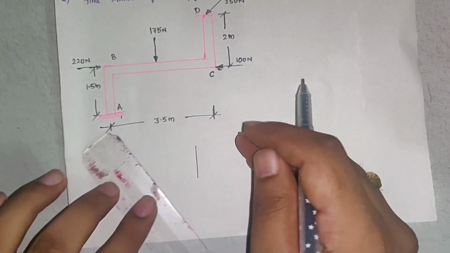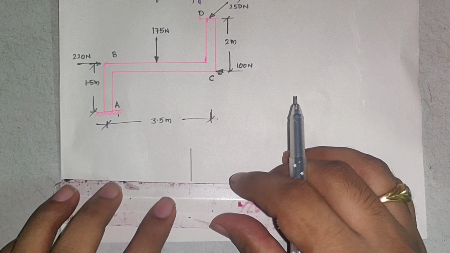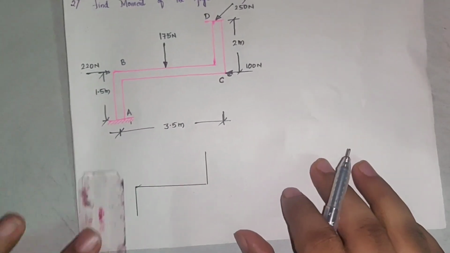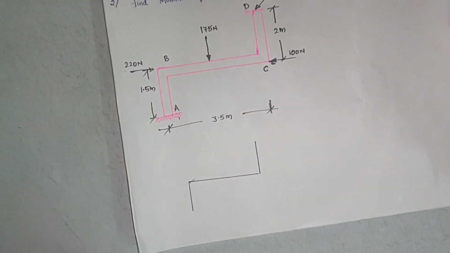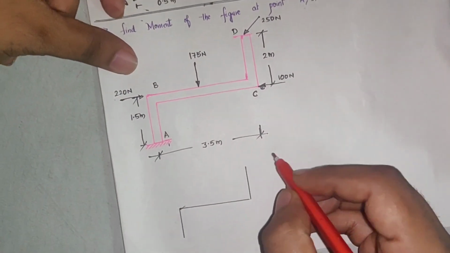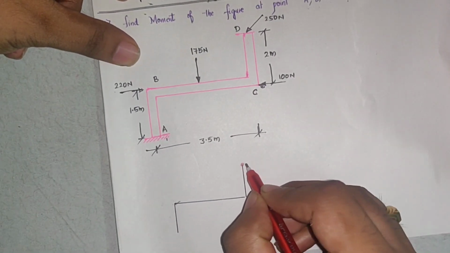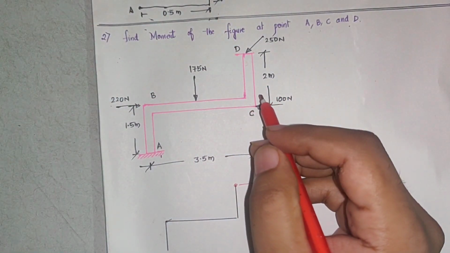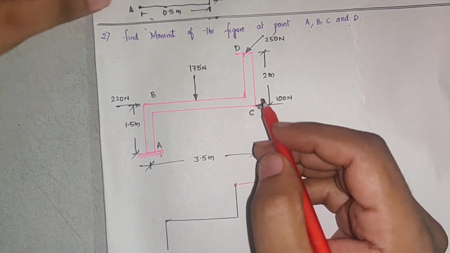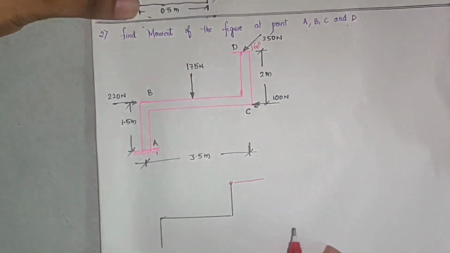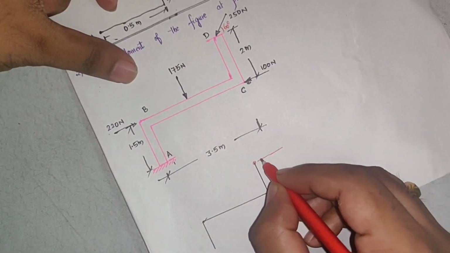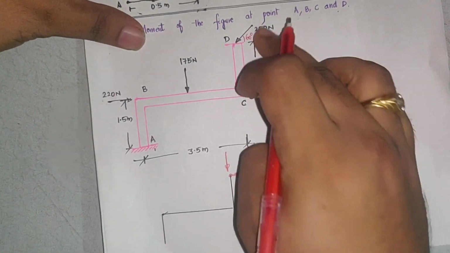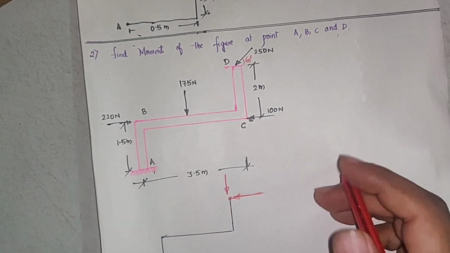The concept of moment is a bit tricky to understand, but it is very easy. So 250 newton is acting like this. I'll tell you the angle of that. It is 60 degrees. This is horizontal, this is vertical. So this 250 newton is replaced with a horizontal force and a vertical force.